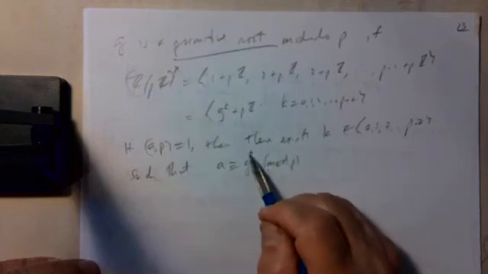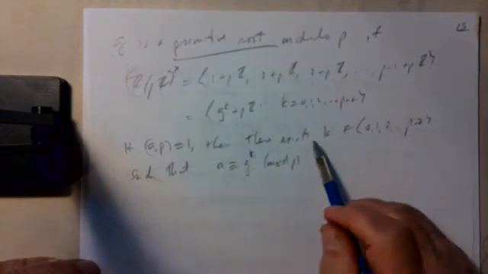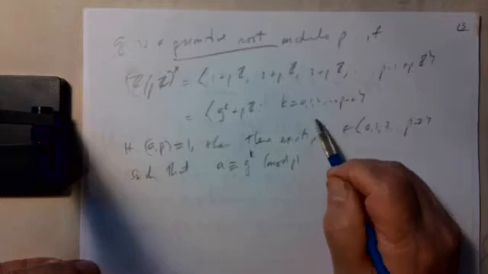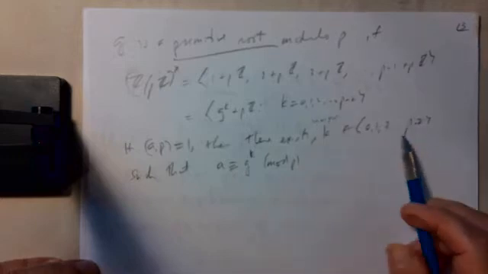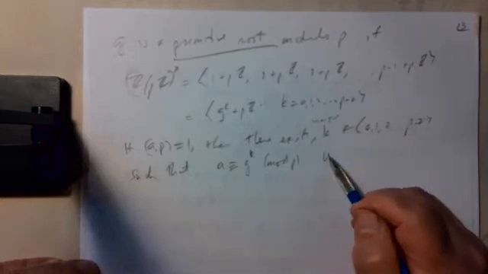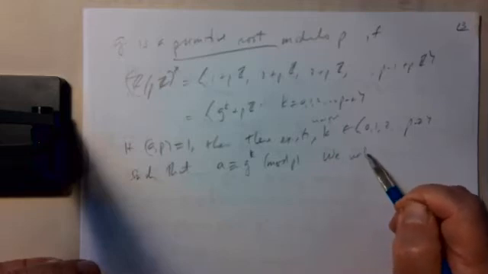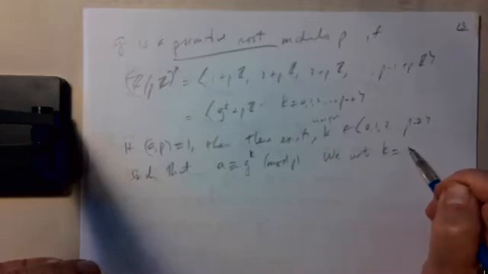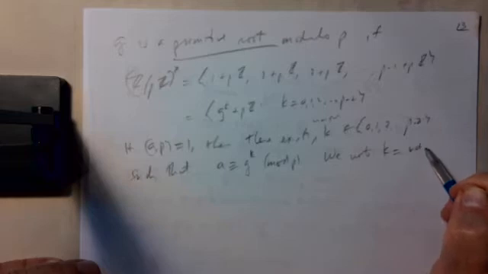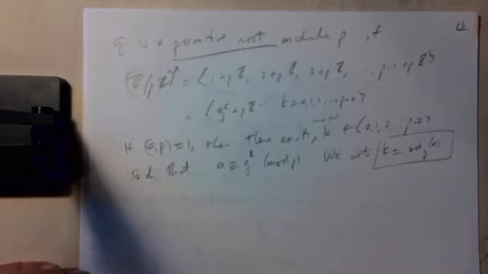And this k is unique. There's just one k in this interval, and we call k the index, IND for index, of the integer a with respect to the primitive root g.